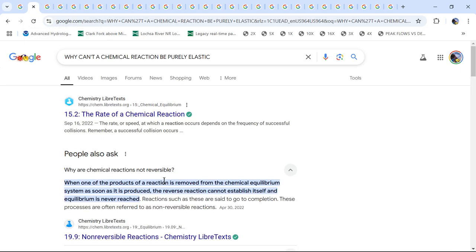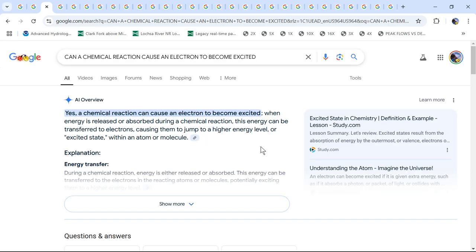All right, next question. All right, so what do we have here? Why can't a chemical reaction be purely elastic? So that was kind of my question, and I don't know the answer to that. Yeah, that's a pretty decent question. All right, so moving on. Can a chemical reaction cause an electron to become excited?